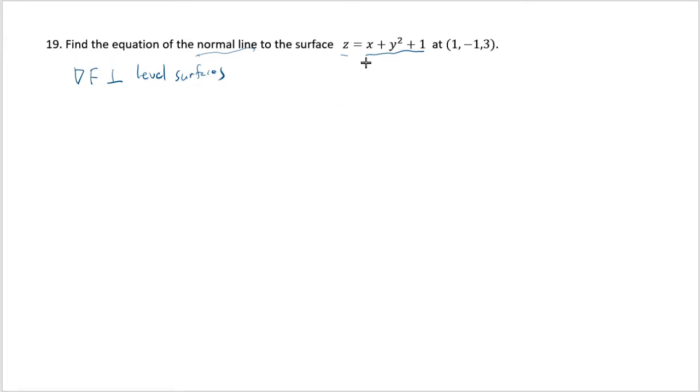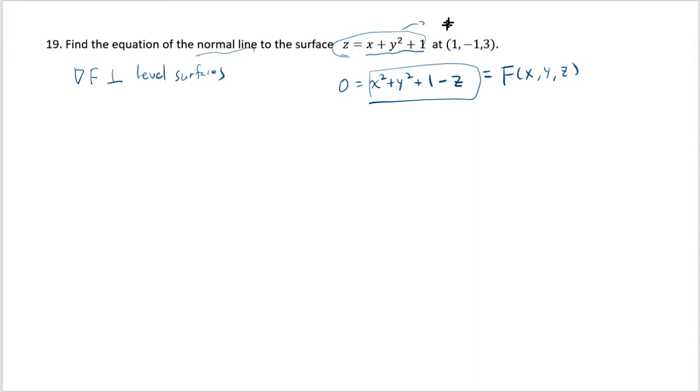The way you make this into a level surface, there are many ways, but the easiest one is to simply subtract z and write it as this function. If you define this function here as capital F of x, y, z, then indeed this surface would be the level surface F equal to 0.